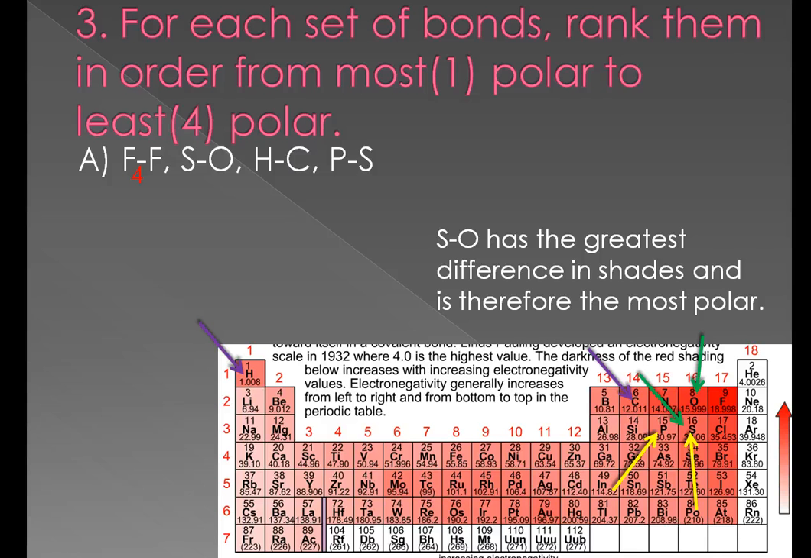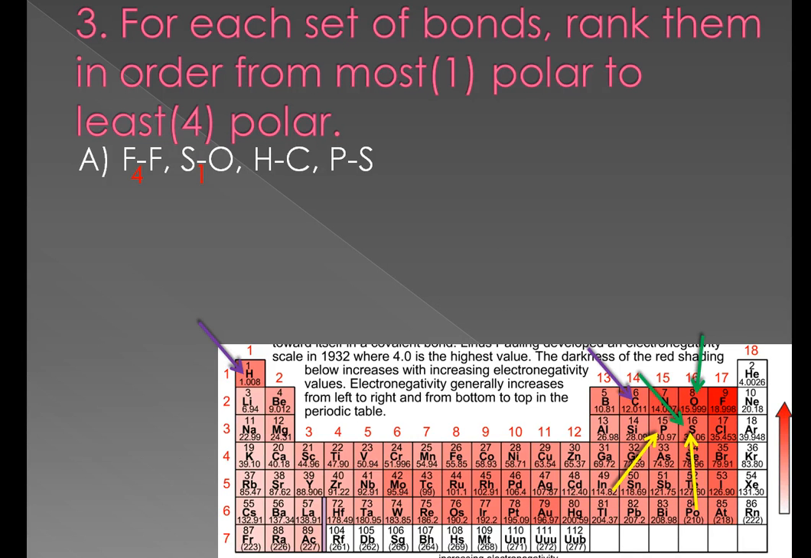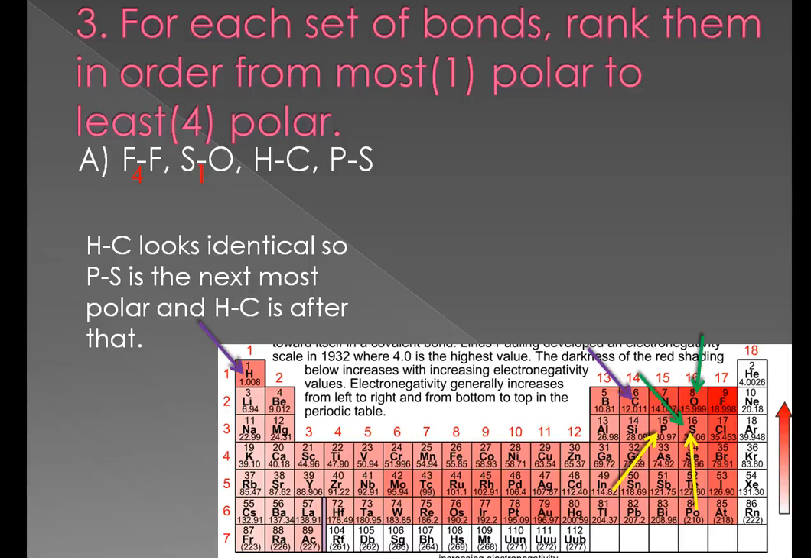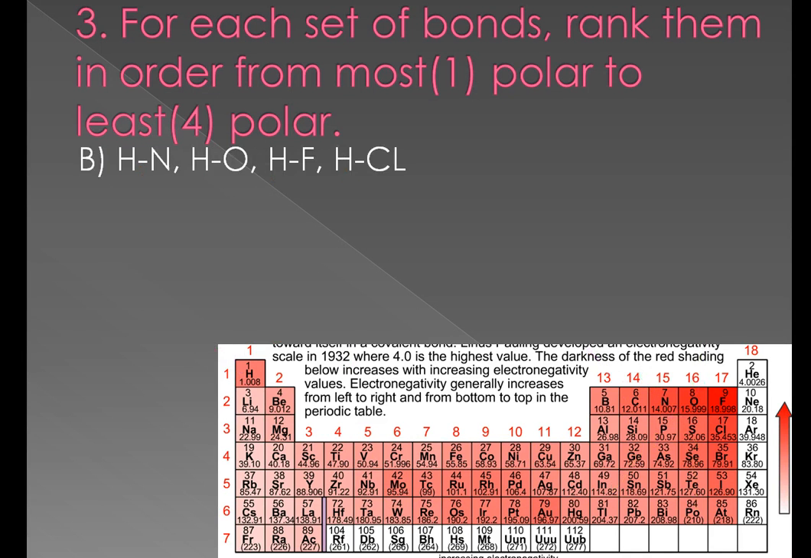Now we're going to look at the different shades of red. So SO has the greatest difference in shades, therefore it is the most polar. HC looks practically identical, therefore PS is the next most polar, and HC is after that.